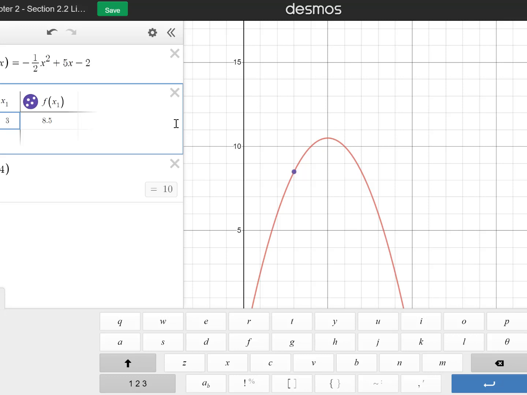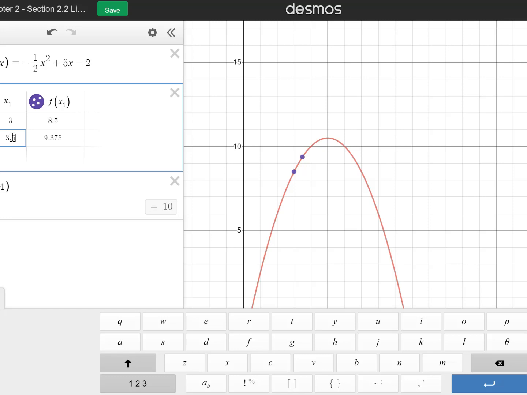And so what I could do here is I could say 3, and the output would be 8.5, and I could say 3.5, and the output would be 9.375. I could get closer, 3.9. And you can see I'm actually graphing those points as well in this table right on the graph here.